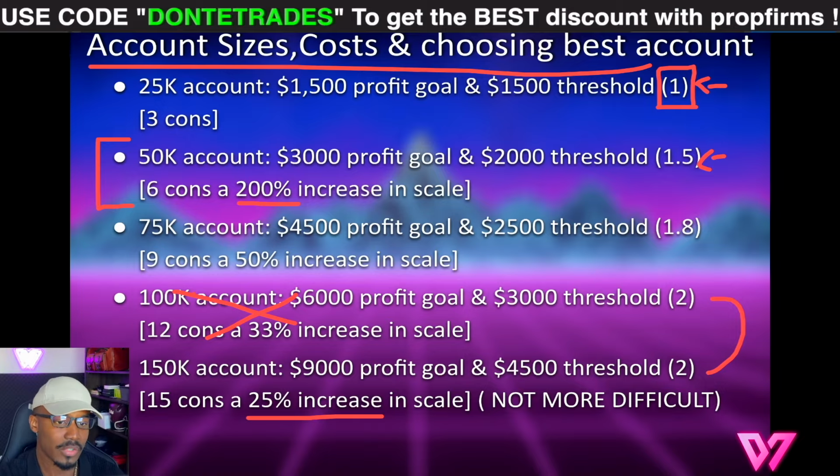Because if you're going to get the 100K account, you should get the 150K account because it is not more difficult and it's a 25% increase in scale. So this account actually makes no sense. And in my opinion, if you're a Take Profit Trader, you shouldn't get this account. If you're going to get this account, you can spend like $15 more and actually get the other account.